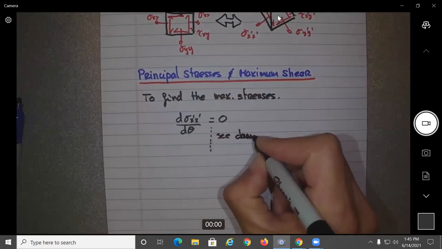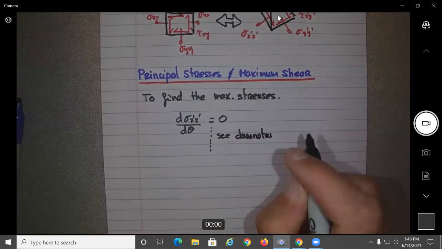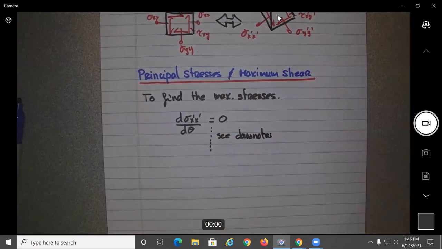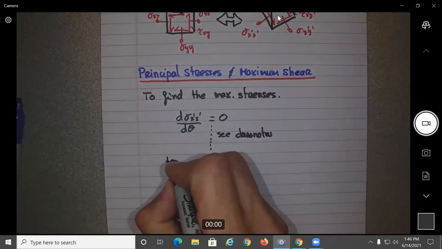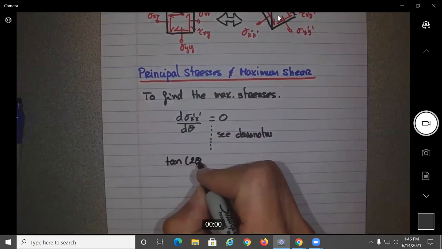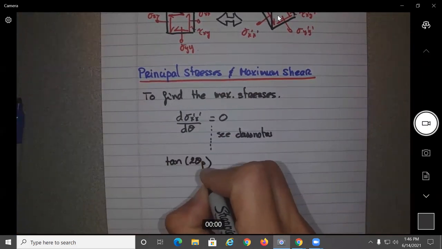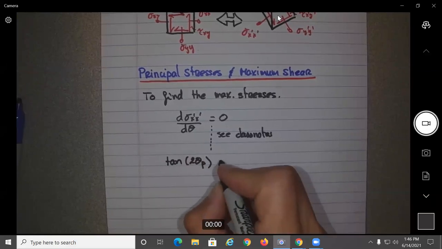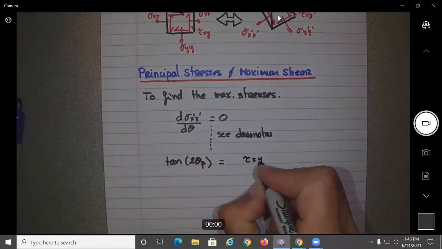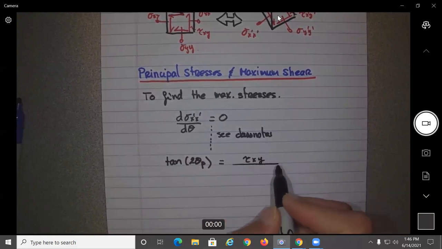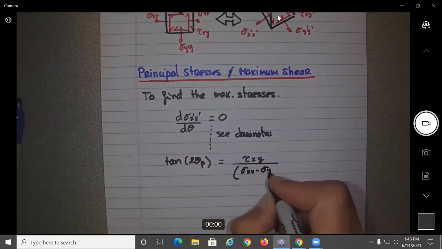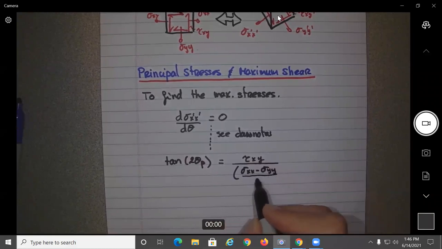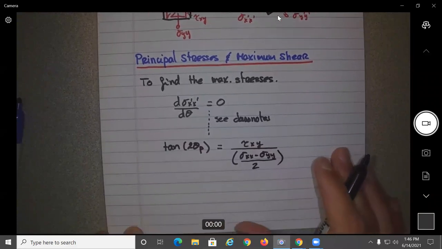I will put detailed class notes online, okay? On Canvas, so don't worry about it. I'm not interested in doing the derivation; that should have been done in Solids. You're gonna get a relation that tangent of 2 theta of the maximum stress angle, that would be the principal, is equal to tau xy divided by sigma xx minus sigma yy divided by 2.